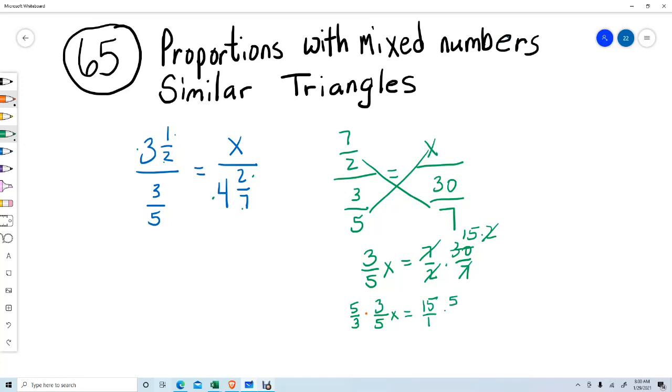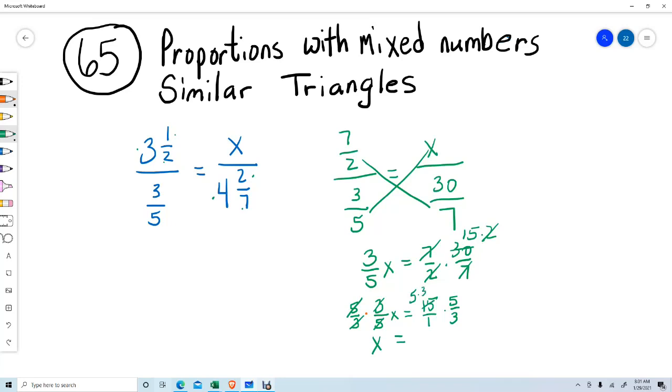And I have to do the same thing to the other side. Always have to do to one side what I've done to the other. All right, these cancel, leaving x all by itself. On the other side, let's see what I can cancel.